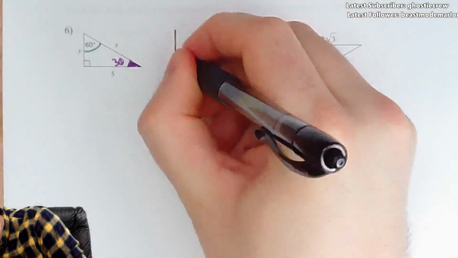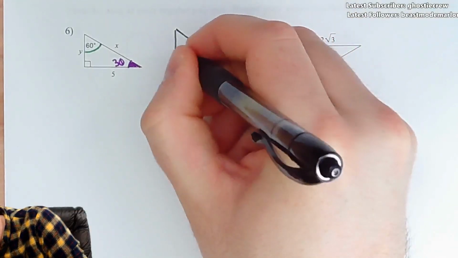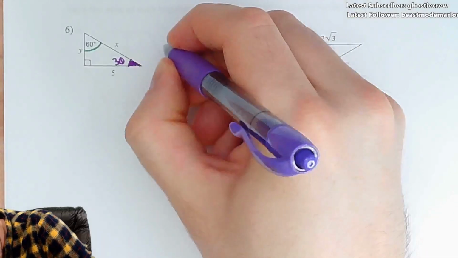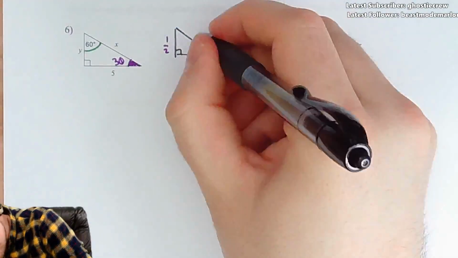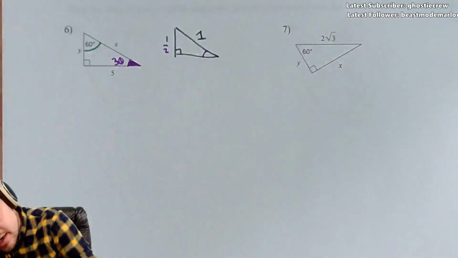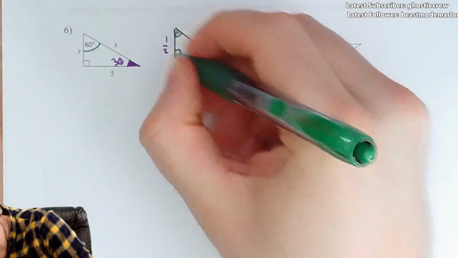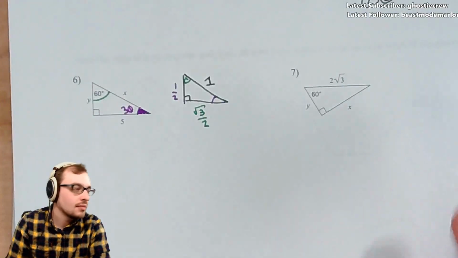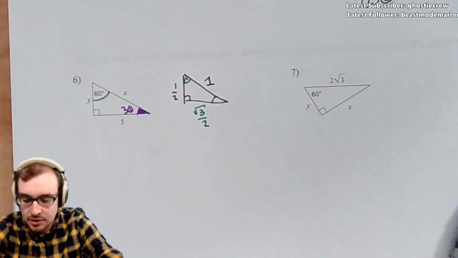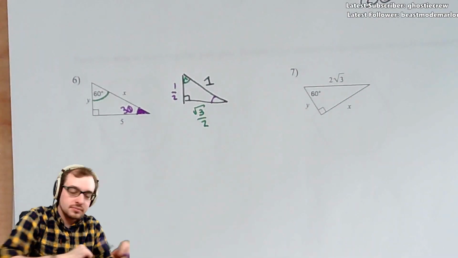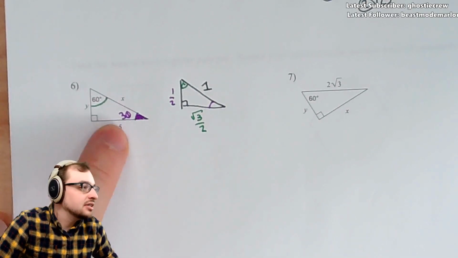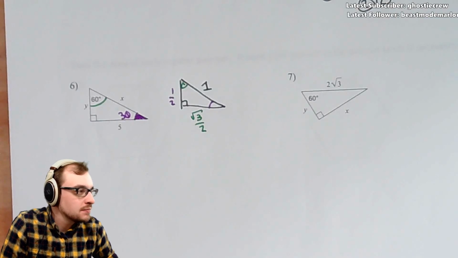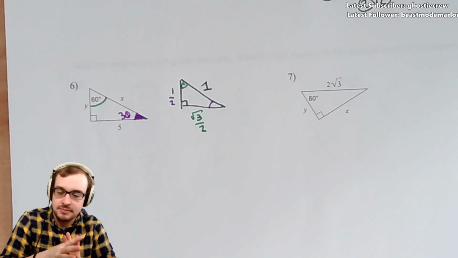So remember our base triangle is, this will be a half when the hypotenuse is 1. And then this will be this guy times root 3. So root 3 over 2. So we've got 60 degrees is 5. We need to figure out x and y here. We need to figure out x and y.